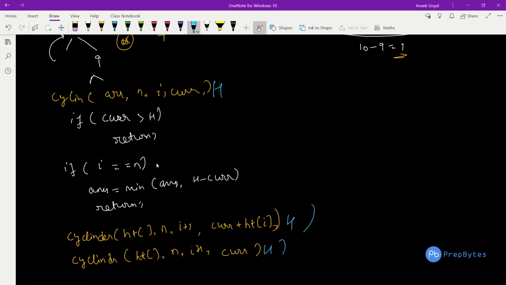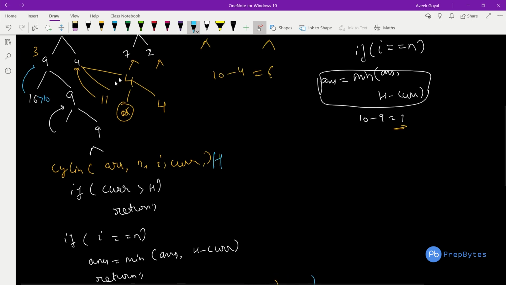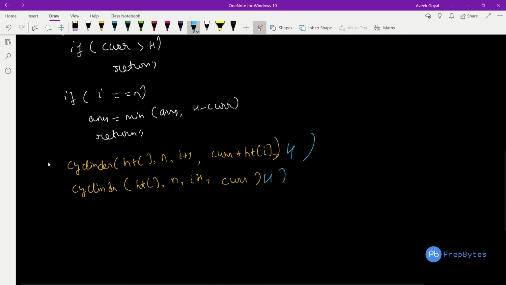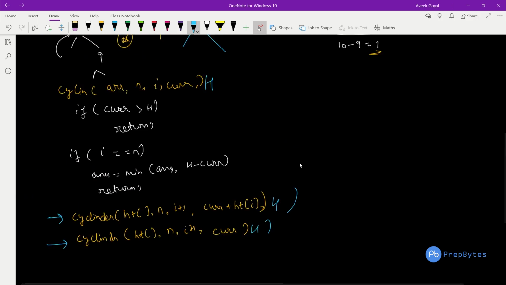So all these things are there, just two base conditions that we are having, and going into the left hand side we are including, and going into the right hand side we are excluding. And it is not a choice, we do need to go to the left hand side and also to the right hand side. Since we need to go to both sides, there is no if else condition. First we go to the left hand side, we include it, then we go to the right hand side, we exclude it.